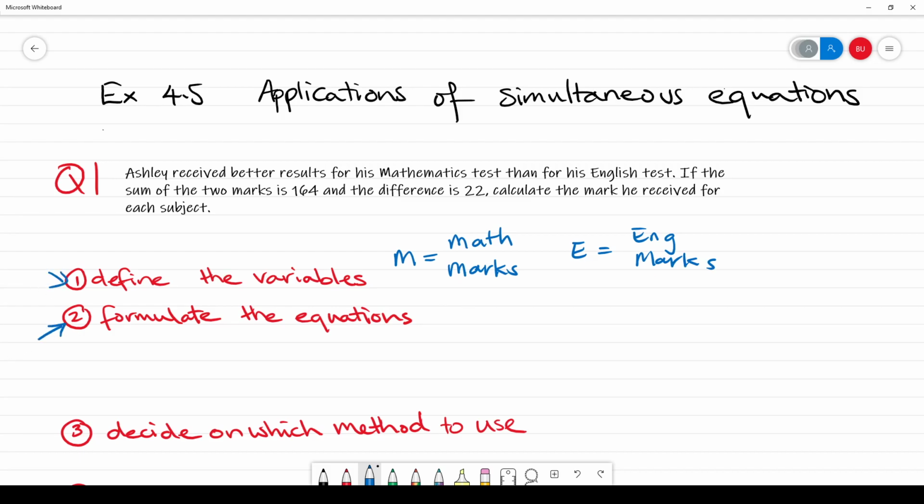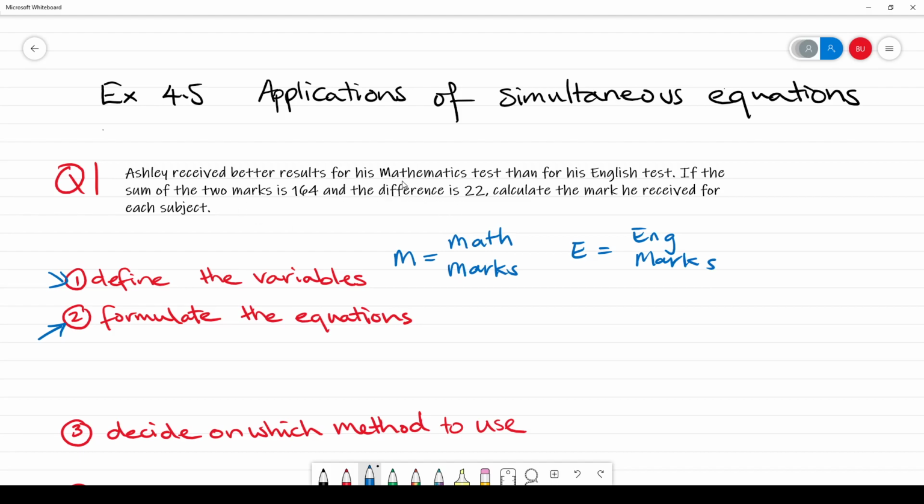Now we are going to make the equations. I normally read the questions about two or three times so that it is clear. Normally it's a bit difficult to just read it once and go, oh okay, I know what I have to do now. So read it a few times, read it carefully, and make sure you understand everything. Once you understand everything, then we formulate the equations. We want to make two equations from this question.